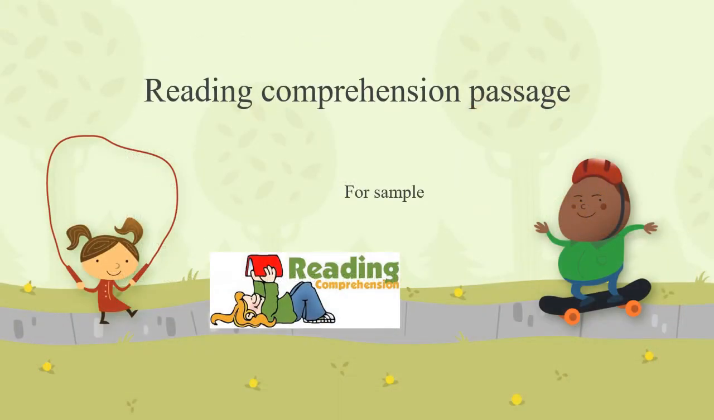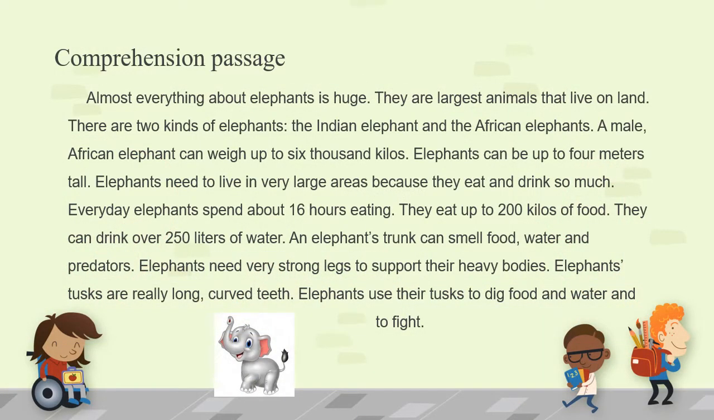Okay students, let's start doing a reading comprehension passage. Here is a passage in front of you. Let's start reading. Almost everything about elephants is huge. They are the largest animals that live on land. There are two kinds of elephants, the Indian elephants and the African elephants.